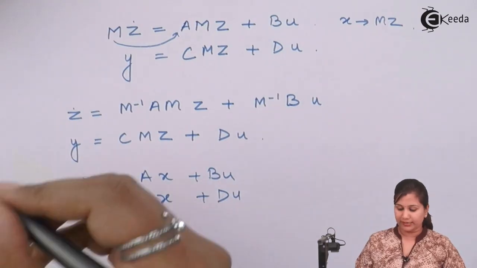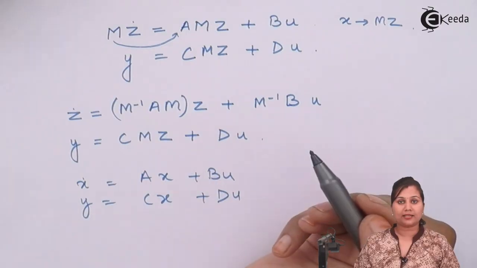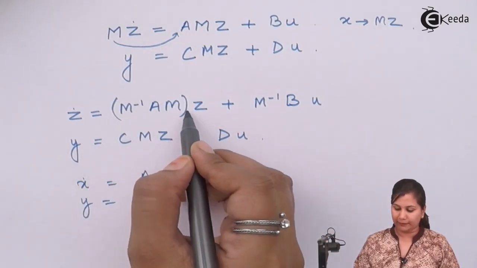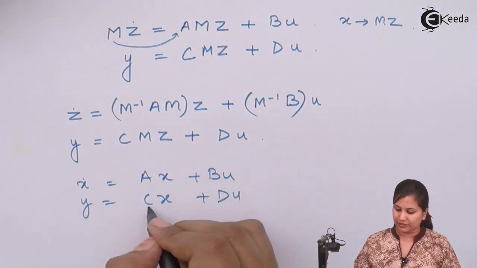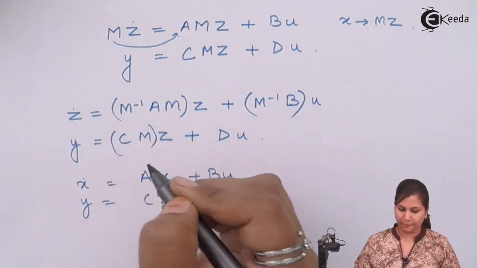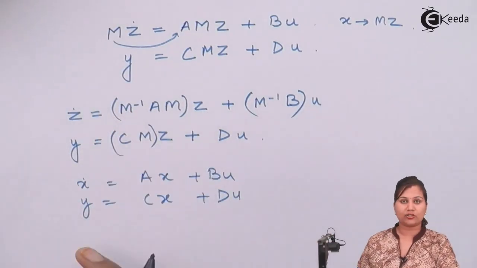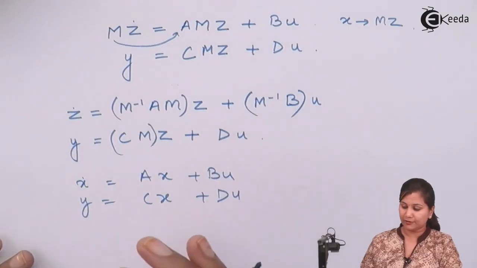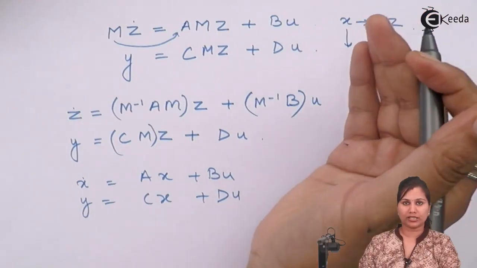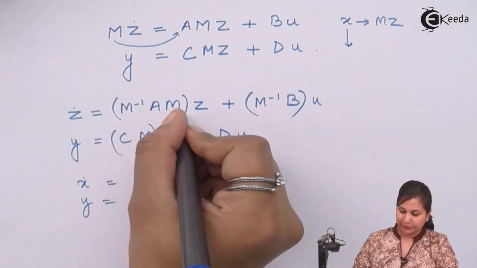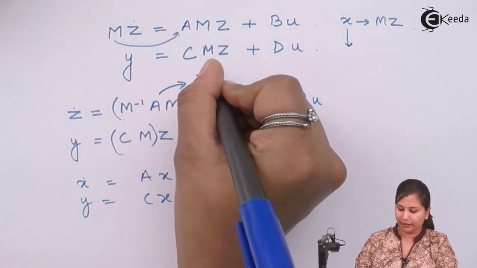Now x dot is being replaced by z dot and we have the new state matrix as M inverse AM. Then B is replaced by M inverse B. C changes to CM and then D stays the same. So these are the changes which have taken place because we have replaced the state vector with a new state vector. Now this matrix M inverse AM is a diagonal matrix.